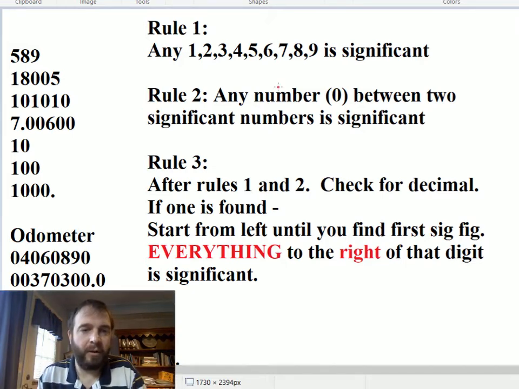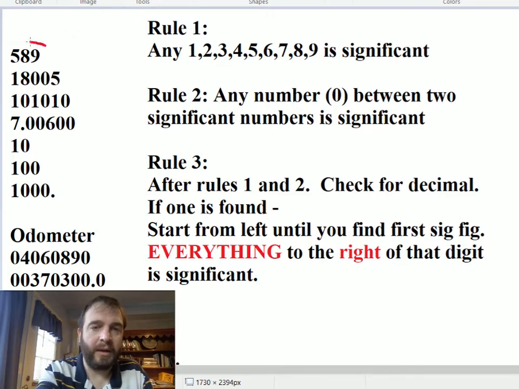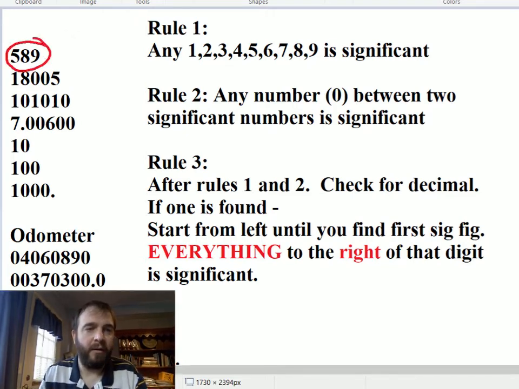So for instance, if we look at the number 589, when I look at that, I see all numbers that are not 0. Therefore, there are 3 significant figures in that number. Pretty straightforward. Most people get rule 1 pretty quick. That one's pretty straightforward.